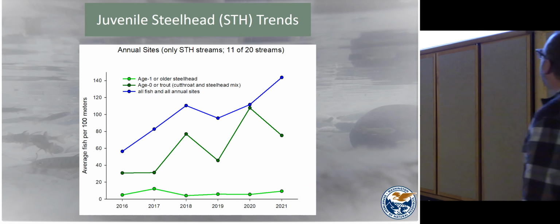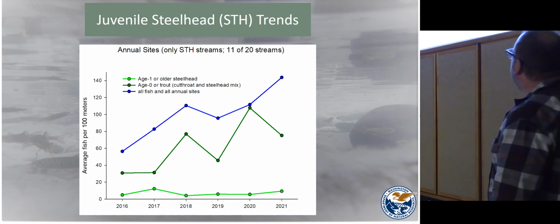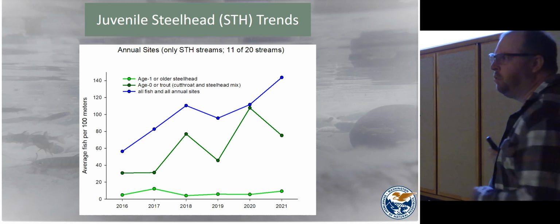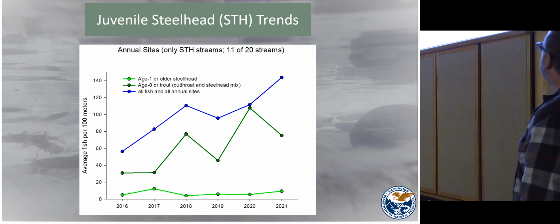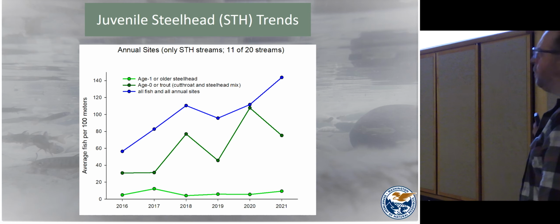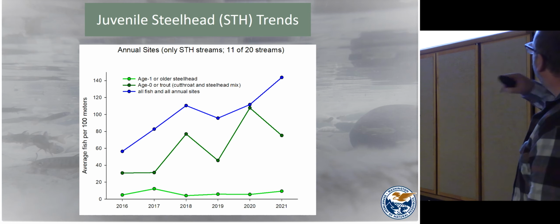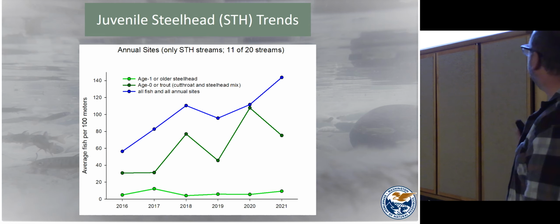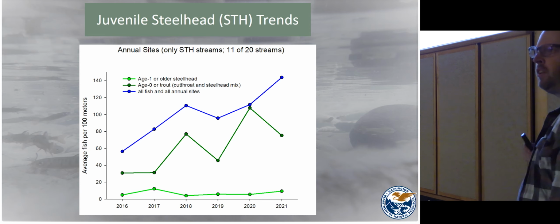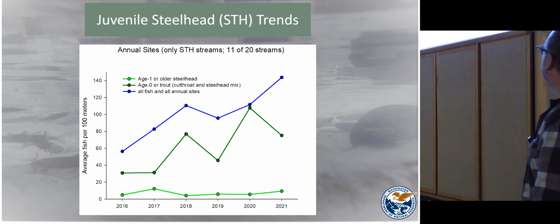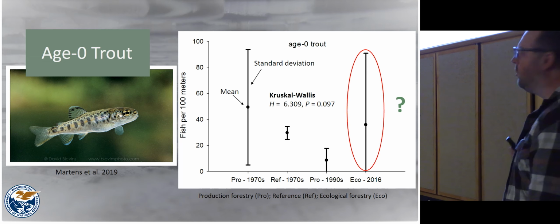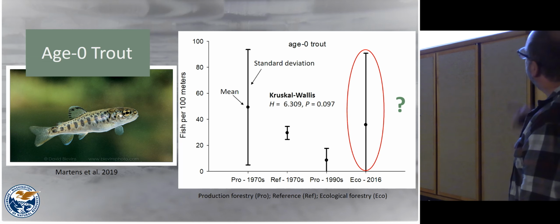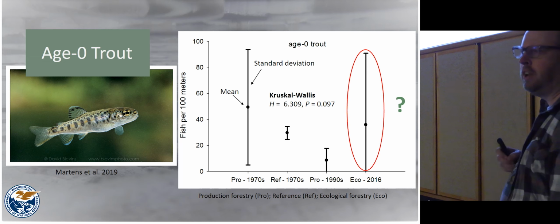Next, I wanted to look at the trends of juvenile steelhead. And to do this, I focused on 20 annual sites that we sample, obviously every year, within those Stats and Trends watersheds. So 11 of these streams we found juvenile steelhead in, in one of the years that we sampled. And what we see is that bottom green line is a very straight trend. So we're not really seeing increases or decreases of our age 1+ juvenile steelhead. We do see an increasing trend with what we call our age 0 trout, which could be either cutthroat or steelhead. And if we look at the trend of all of our annual sites, we do see an increasing trend from 2016 to 21.